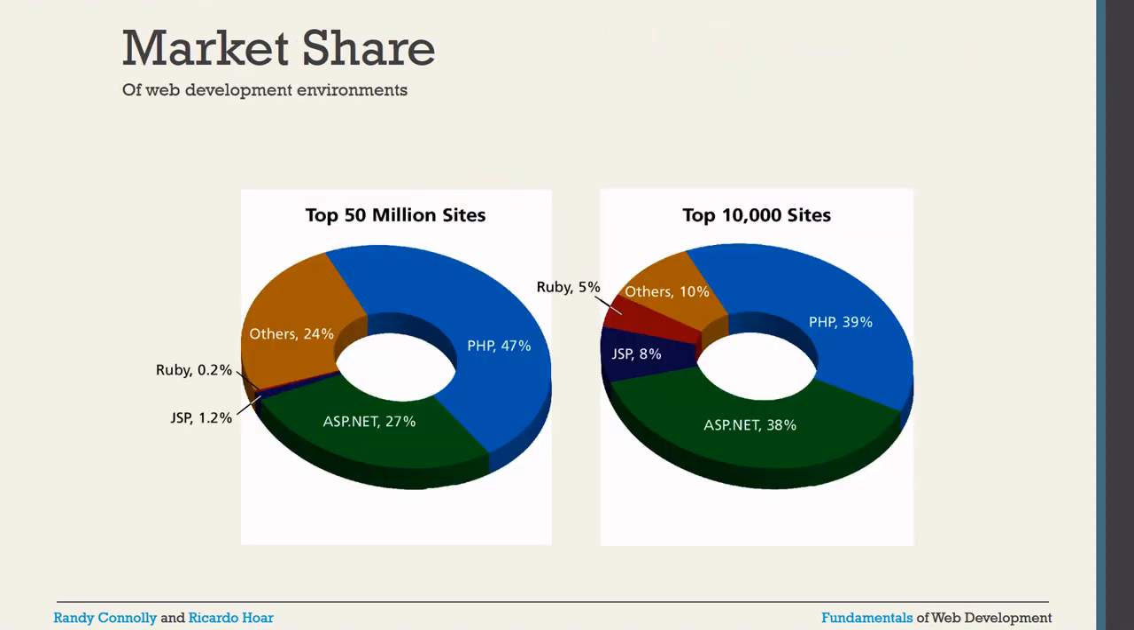When we are talking about the popularity or uses of all these technologies, out of 50 million sites, around 47% are using PHP, around 27% are using ASP.NET, and 24% others, and others include Ruby, some frameworks, Node.js, and all of these things. Comparing the same based on the top 10,000 sites, it is still 39% PHP and 38% ASP.NET, and the rest are others. So in this way we can see PHP is more popular, and next is ASP.NET in the market.